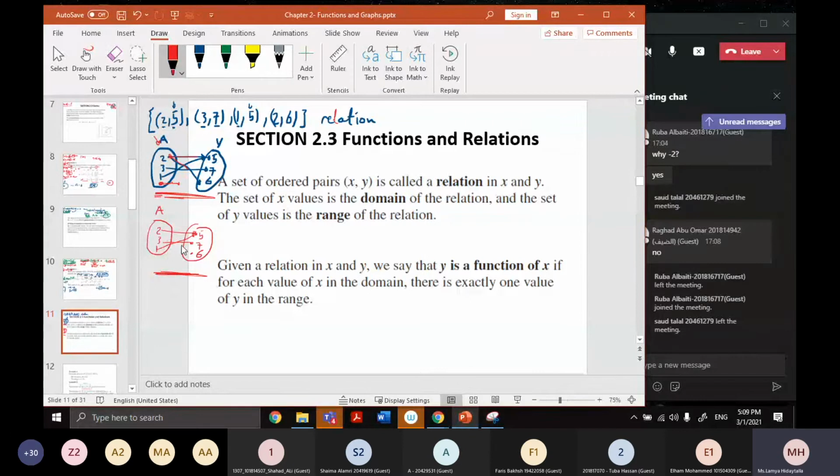There is an arrow coming out of the elements here. Look at this, and this is the B. Moreover, each element here, like the 2, is mapped to what? To a unique element here. I cannot find 2 arrows coming out of any element here.